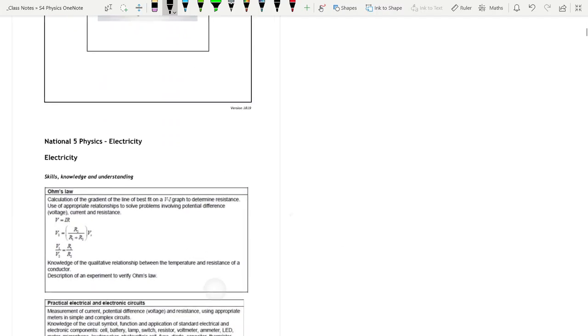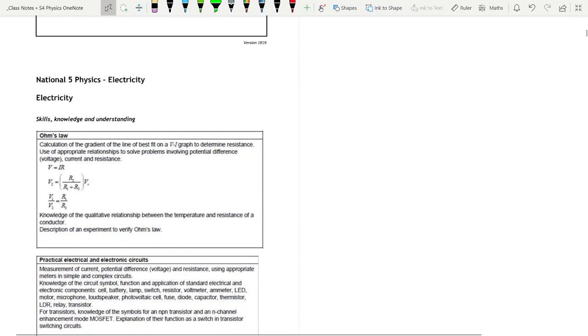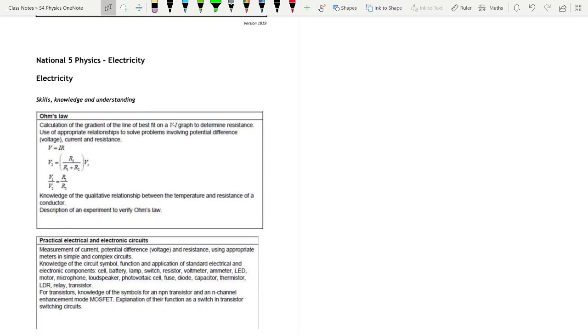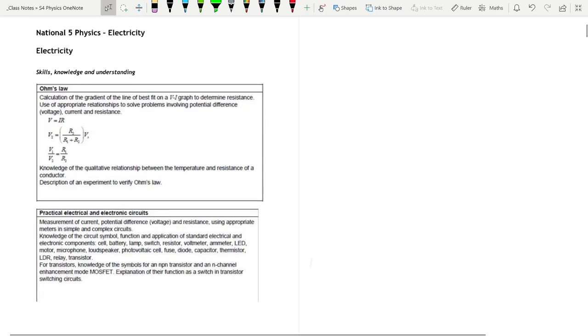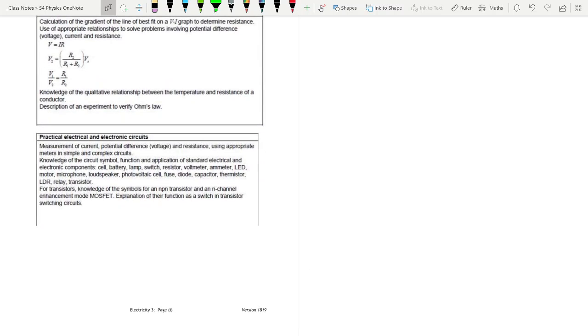Okay, so what is in this? We know Ohm's law already. We know V equals IR. So we're looking at some special cases of V equals IR, and we're looking at potential divider equations, which helps us identify voltages in certain circuits, which is a little bit quicker than using V equals IR sometimes. So that first box there is all about potential dividers. And then we also look at a bit of practical electronic circuits and how they work.